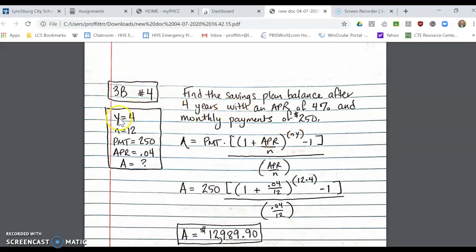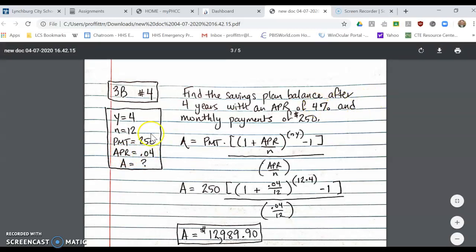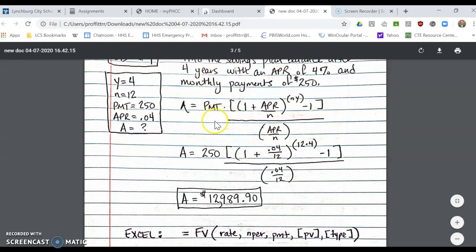I put in the years, the number of years is 4. N is 12. The N stands for how many times you're making payments, or if you're compounding interest, how many times per year you're going to compound it. So with monthly payments, your N is going to be 12. The payment was $250 and the APR, or the annual percentage rate, is 0.04, the 4%. And you're looking for the amount in the account, or the savings plan balance. So you'll see what I've done here is I put in the $250 for the payment.